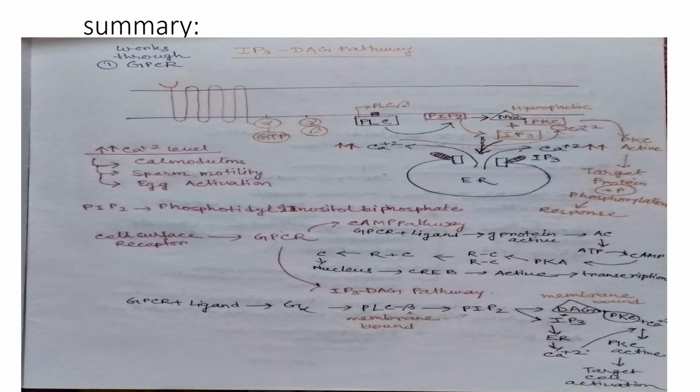So IP3 comes and binds with the receptors of the endoplasmic reticulum, and then the endoplasmic reticulum releases calcium ions. These calcium ions come and bind with the protein kinase C, which is already bound with the DAG. After that it activates PKC, and this activated PKC activates target proteins, and phosphorylation and further cell responses happen. So this is the short summary or description about the IP3 DAG pathway. Hope you like it.